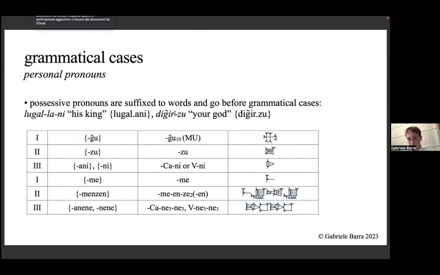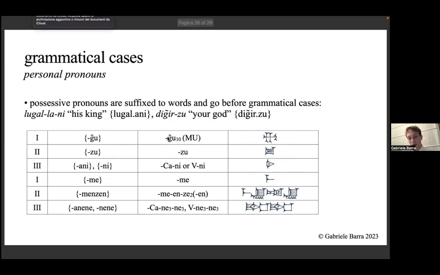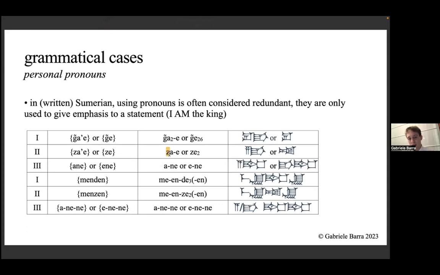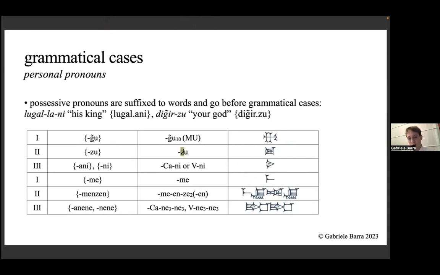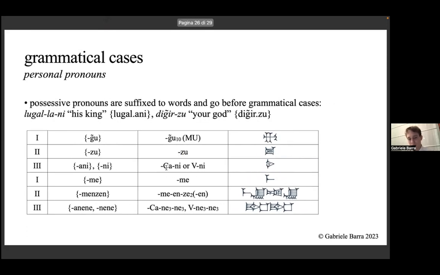And then we have possessive pronouns, which you attach to nouns. So they go after your noun. So dingirzu, your god, for example. And we see some similarities between the two. Ngae, so me, I. Nga, thematic G sound. We find the G sound again in ngu. Thematic Z sound, we find the Z here, zu. Ane, so thematic N, and we know that it's either ani or just ni after a vowel. So ani or ni.